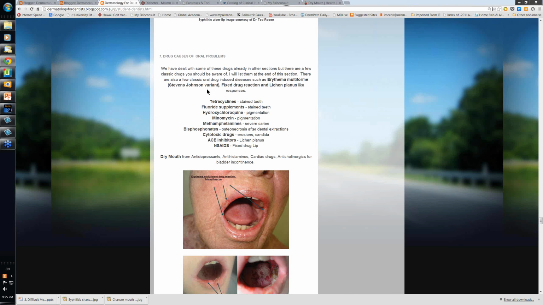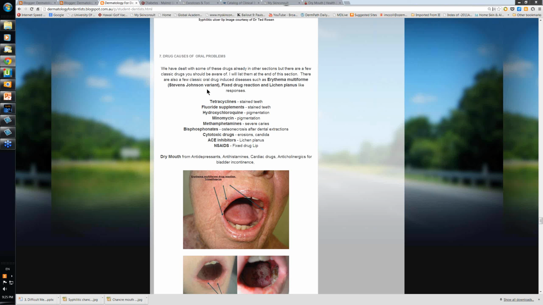And the thing about the Stevens-Johnson variant is not only do they have the target lesions on the lower legs and the palms of the hands and the soles of the feet, but they've got mucosal involvement. So they've got involvement of the lips, the inside of the mouth, and involvement of the eyes, the conjunctival surfaces. So mild erythema multiforme just has the skin lesions, the target lesions. Stevens-Johnson variant tends to have the oral and the eye mucosal variations as well.